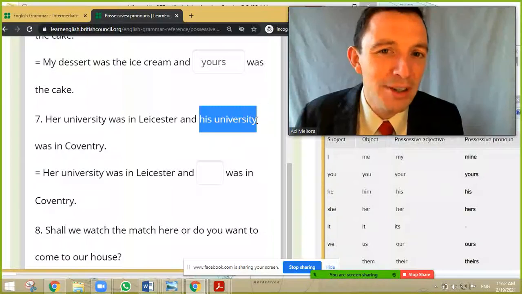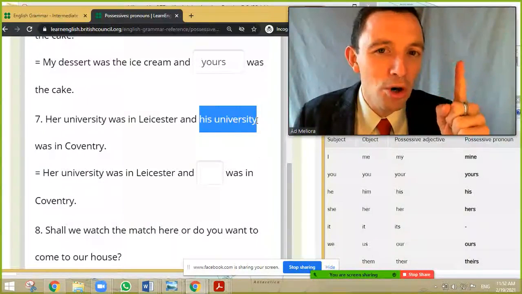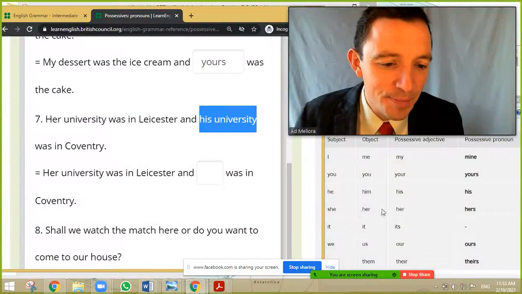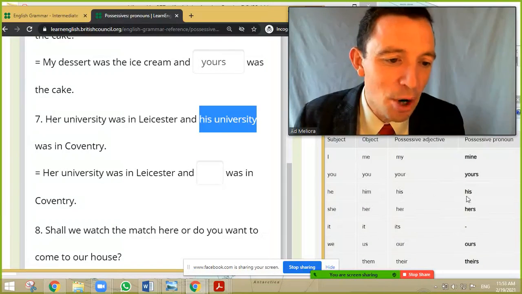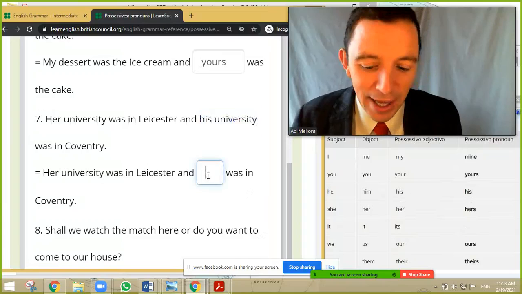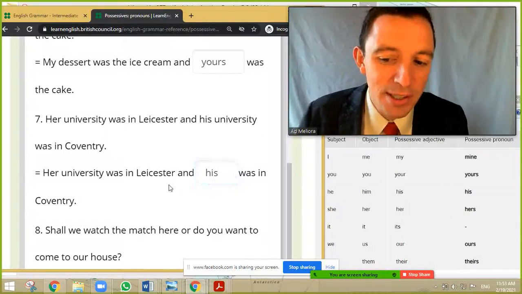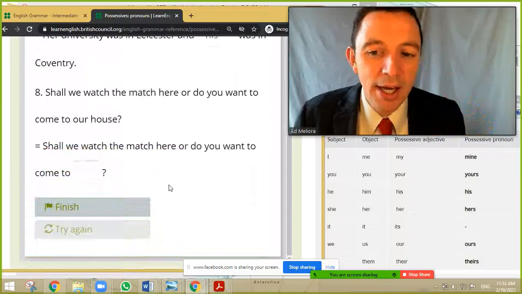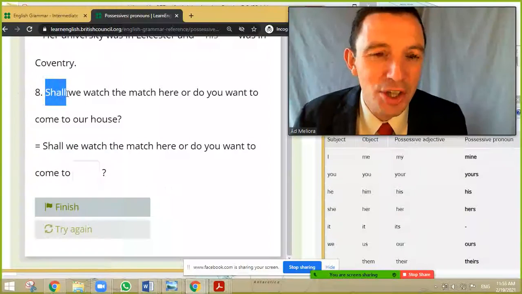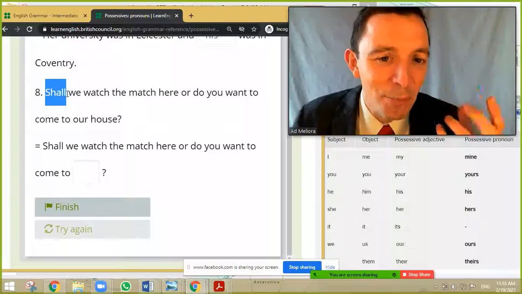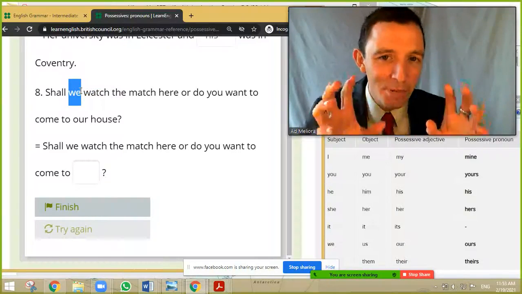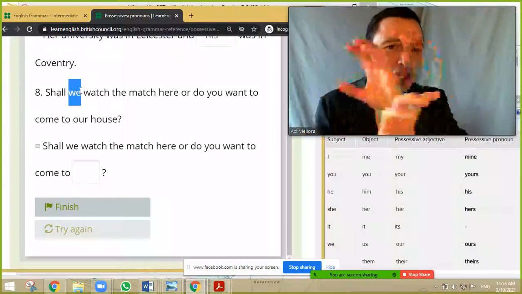So how do we transform his university to one word in the pronoun? Okay, and if you look at the list for help, his here, and the pronoun is his, so it's the same, and that's very, very important. And his was in Leicester, Coventry. Simple, important, very important. Okay, shall, the modal verb, is a question, will or should. A good example of the modal. The next verb is we, so the subject, shall we, because it's a question. The affirmative, we shall, but the question, shall we.